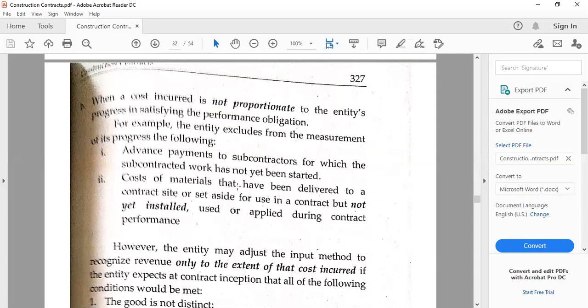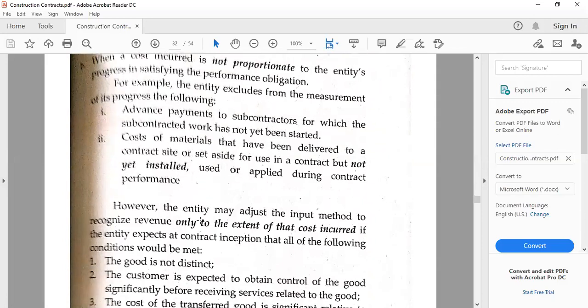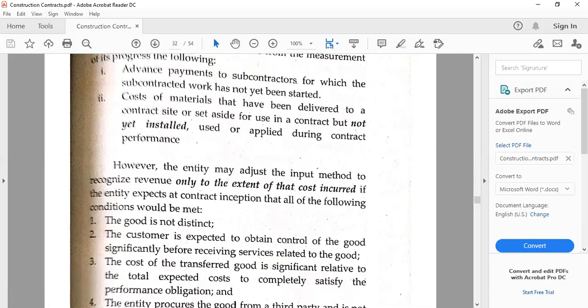The payment was made, but the work was not yet done. Therefore, this has to be excluded. For the second one, some materials are delivered on the contract side, being bought for usage in the construction, but then they are not yet installed, used, or applied. So take note, only the cost of materials that are actually used for the construction shall be capitalized.